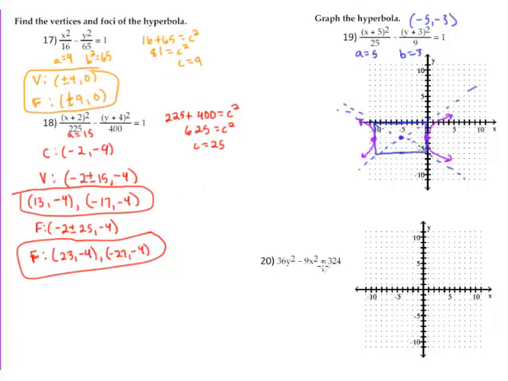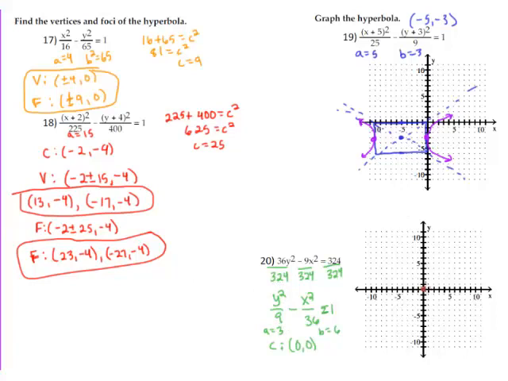On 20, we have to divide everything by 324 to get it in standard form. And that gives us y squared over 9 minus x squared over 36 equals 1. So we're centered at 0, 0, and a is 3, b is 6, but notice that since a is underneath y, that means we're going to go up and down 3. That's an easy mistake to make.